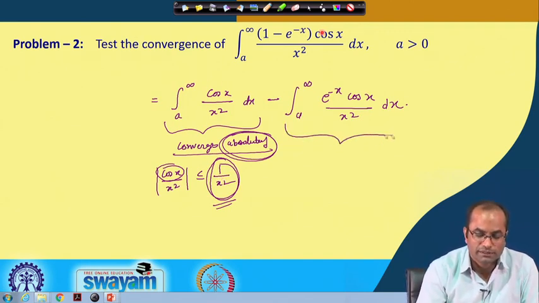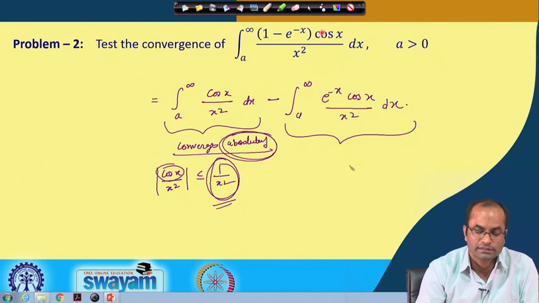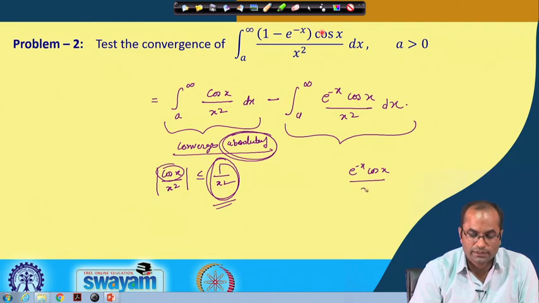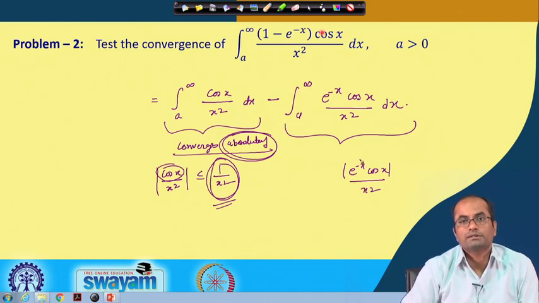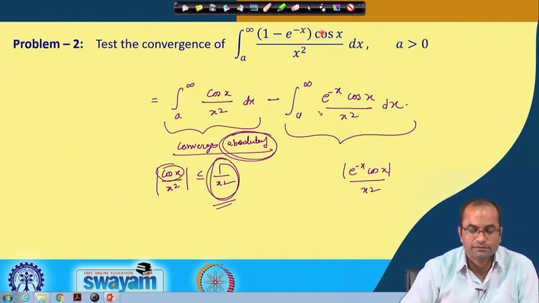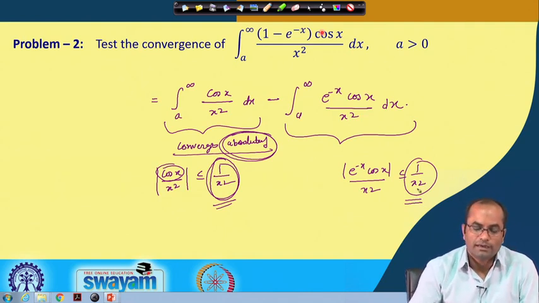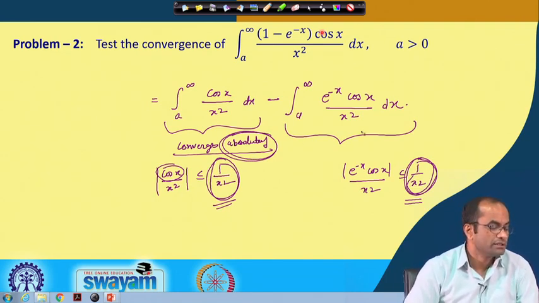For the second one, we can again use the same argument, because e power minus x, cos x over x square will be bounded by 1 over x square. The value of e power minus x is also a decreasing function, so it takes the highest value when x approaches a. In any case this will also be bounded by 1. So, this second integrand is also bounded by 1 over x square, and by the comparison test we can again conclude that this also converges absolutely.